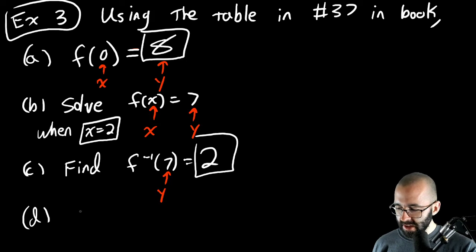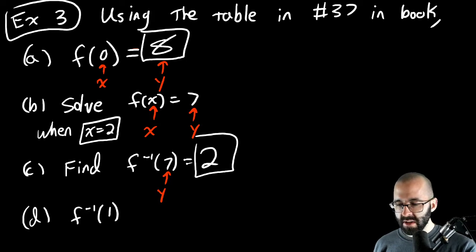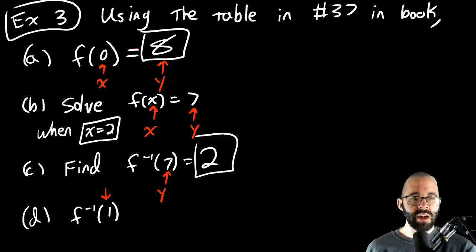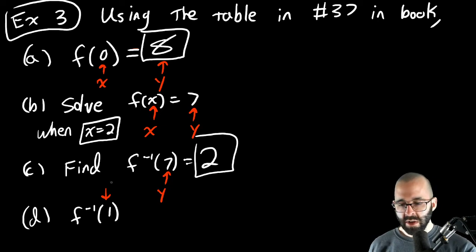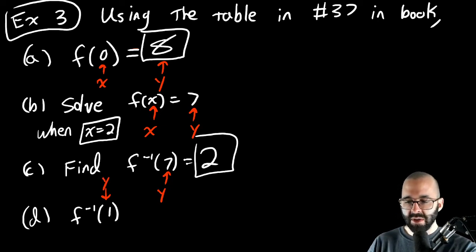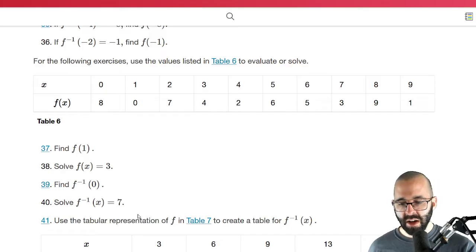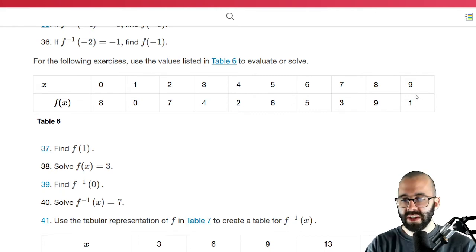And finally, part D, find f inverse of 1. Again, we can look at that table and say, okay, well, we don't have a table for f inverse. We only have a table for f. Well, think about that 1 as a y value. What x value gives us a y value of 1? Look at the y values. Y value of 1, y value of 1, y value of 1. There it is. The x value that gives us a y value of 1 is positive 9.